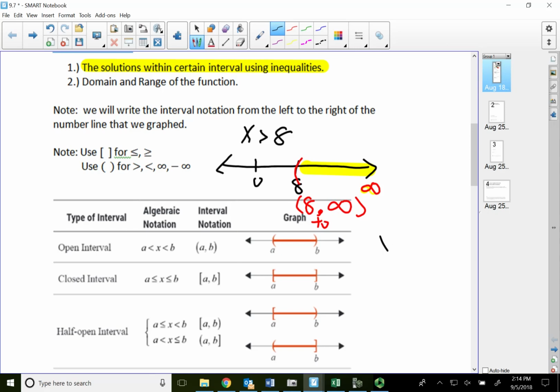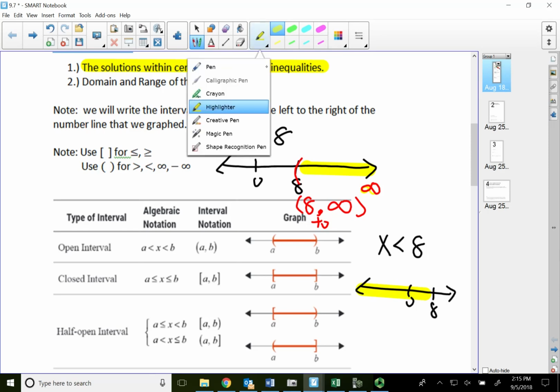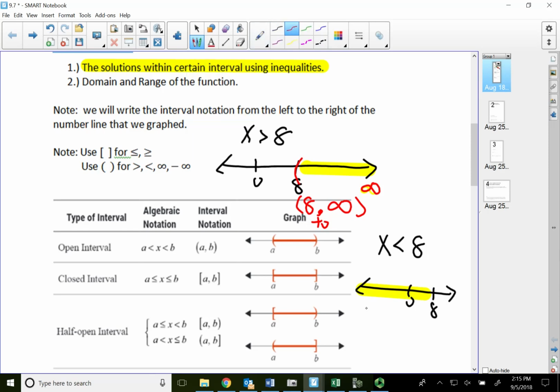Now let's do this the other way. x is less than 8. Let's say 0 is here, 8 is here. x less than 8 means looking for all the numbers that are smaller than 8. All the numbers that are smaller than 8 are to the left side of 8. How far left do I go? I have to go to negative infinity.